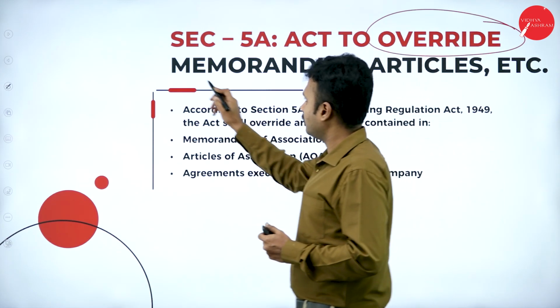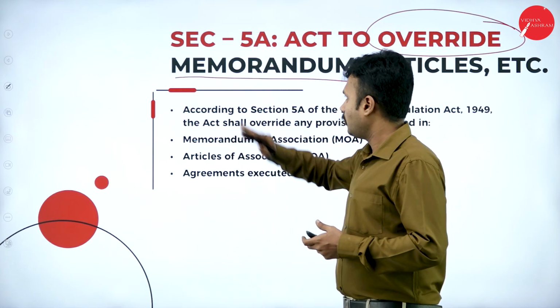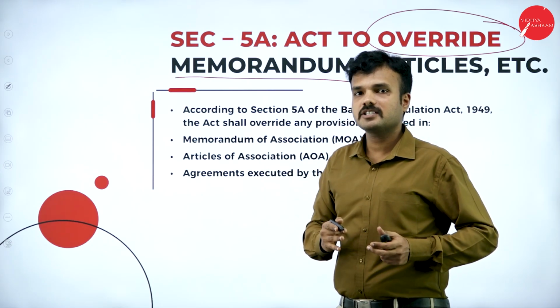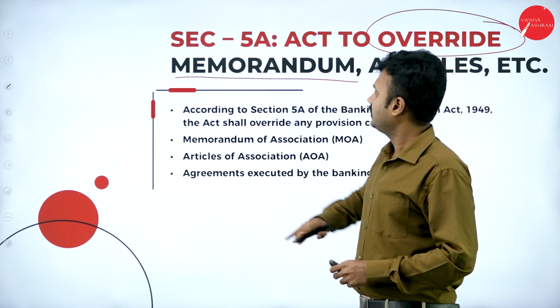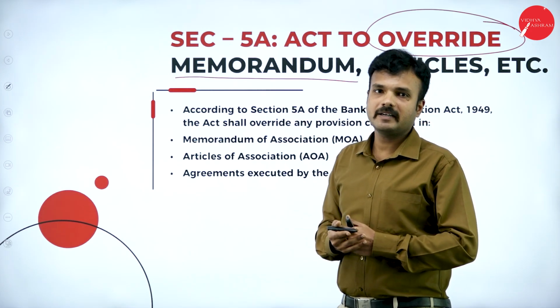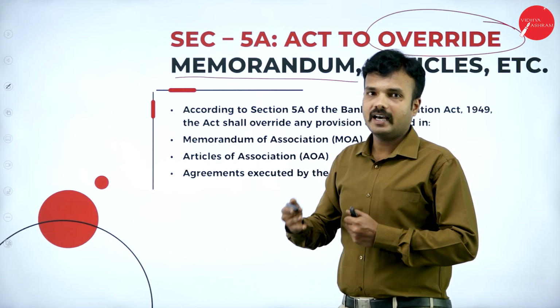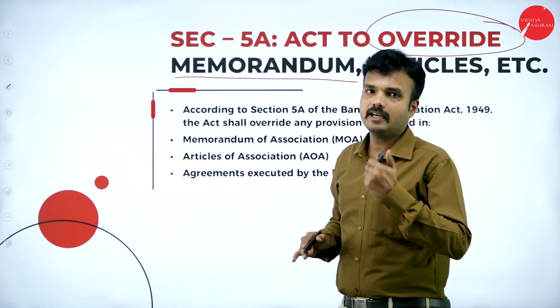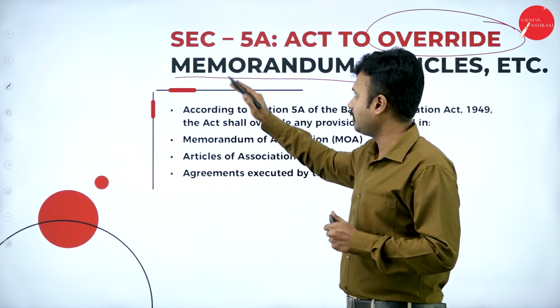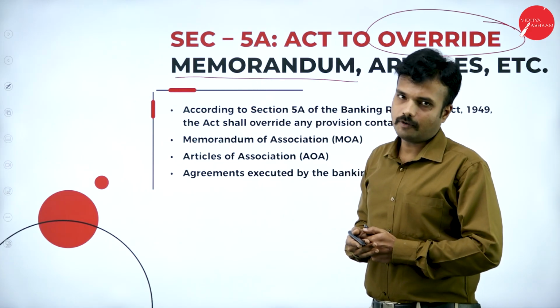So what is this memorandum of association? This memorandum of association is going to describe the company's relationship with the shareholders. It describes the relationship between a shareholder and a company, and also it is going to state the objectives of a company. Means all the objectives of the company must be mentioned under a memorandum of association.